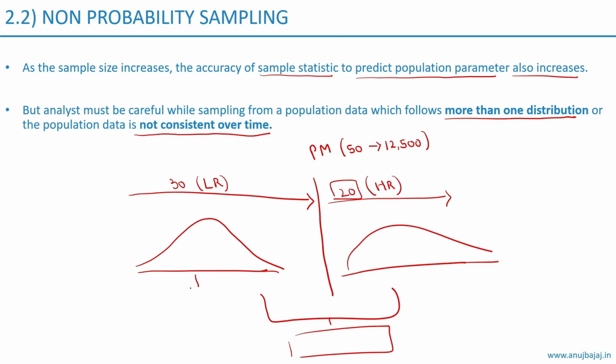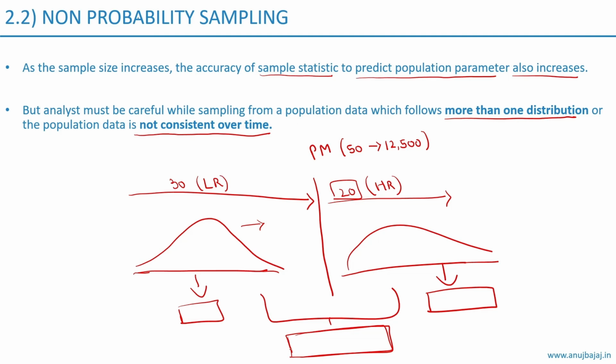So instead, even selecting a smaller sample size, but ensuring that the smaller sample size represents only a particular population data which is homogeneous over time, which is consistent over time. So similarly, for the next 20 years, we can even draw a smaller sample size, but ensuring that the population data is consistent over time. So it is not always necessary that a larger sample size is always better.